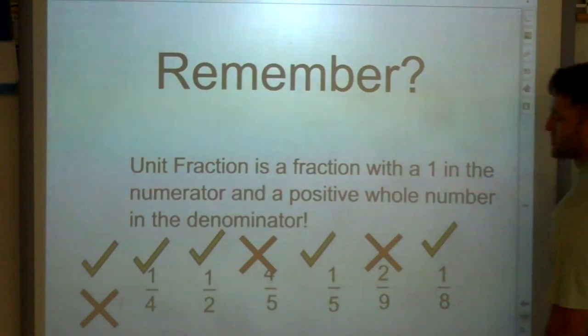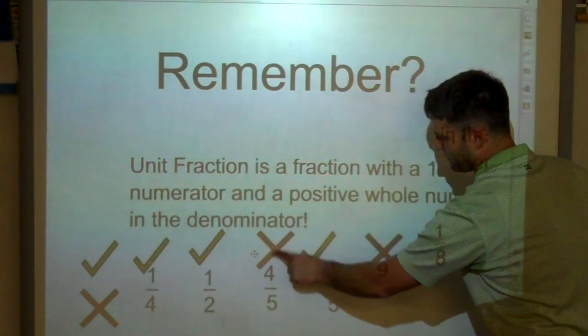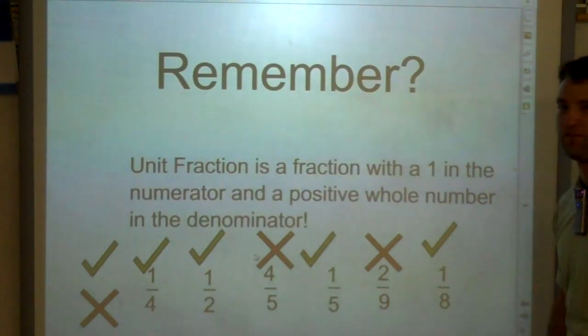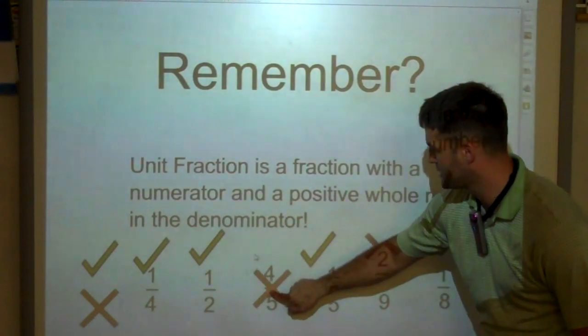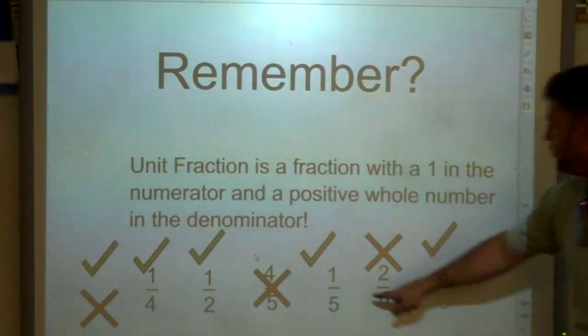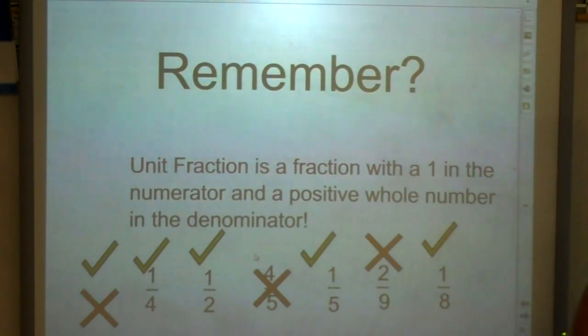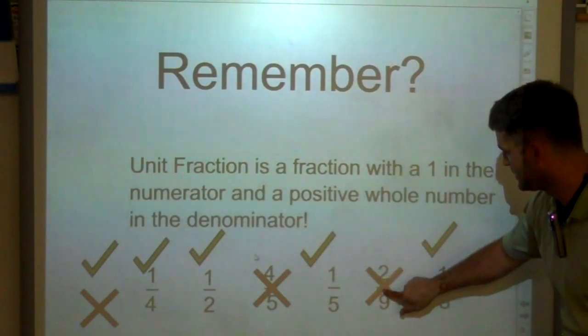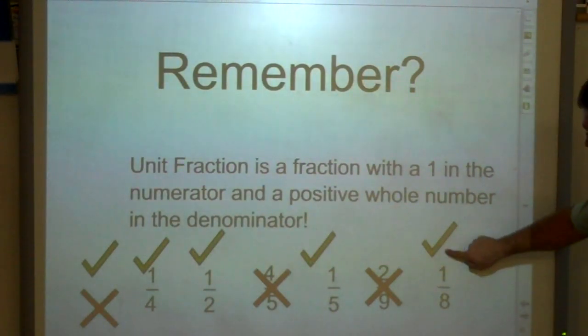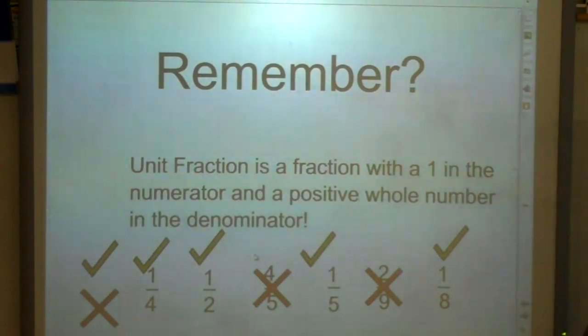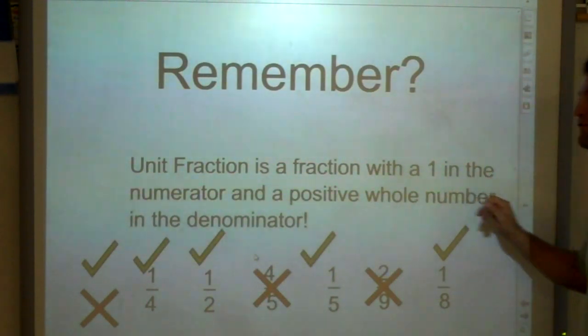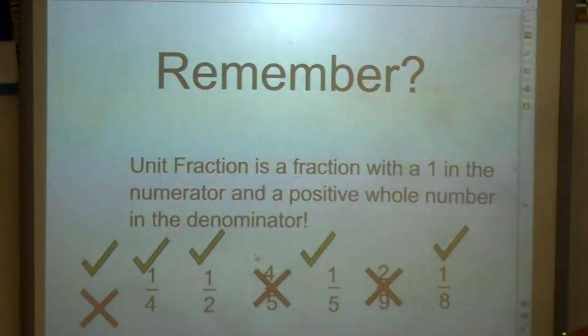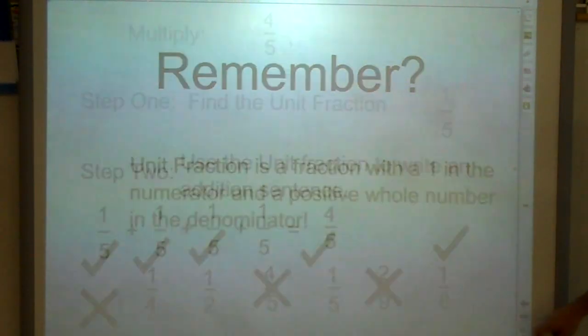1/2 is a unit fraction. We have right here 4/5. It has a 4 in the numerator, so this is not a unit fraction. We have 1/5, a 1 in the numerator, that is a unit fraction. We have 2/9. A 2 in the numerator spot means this is not a unit fraction. Here we have 1/8 with a 1 in the numerator spot, that is a unit fraction. Remember, this came from your very first lesson that we worked on 3 days ago, lesson 8.